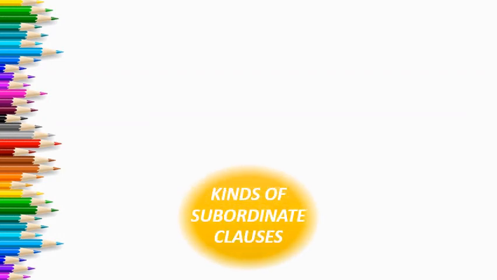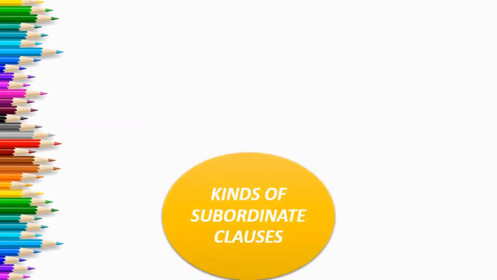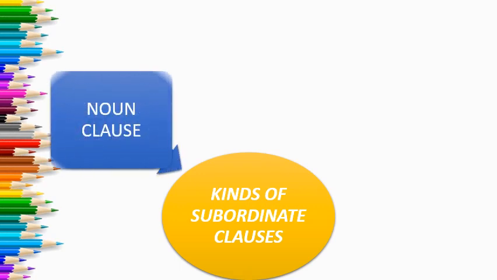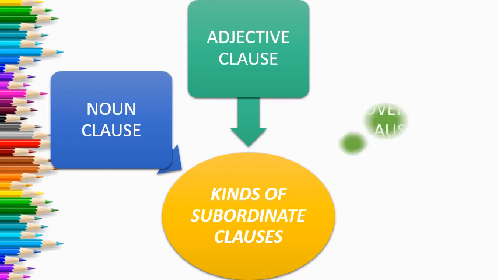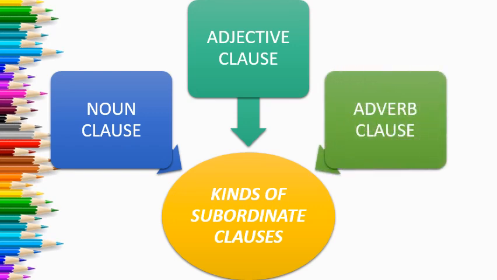Now let us see how many kinds of subordinate clauses there are. Number 1, noun clause. Number 2, adjective clause. Number 3, adverb clause. So, there are 3 kinds of subordinate clauses: noun clause, adjective clause and adverb clause. So now let us discuss the kinds of subordinate clauses in detail along with examples.